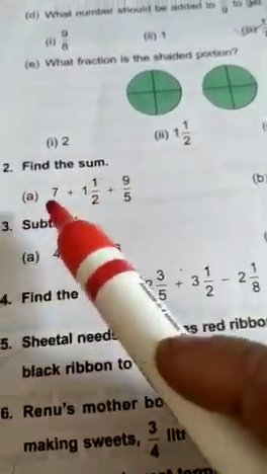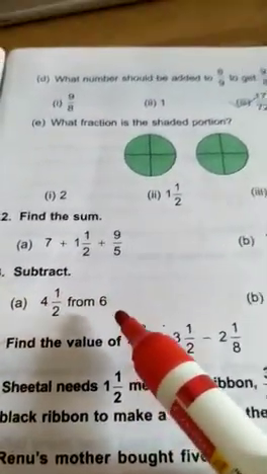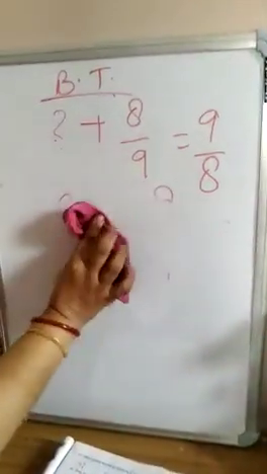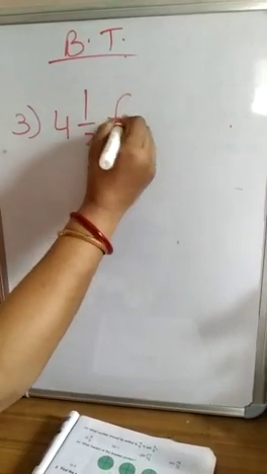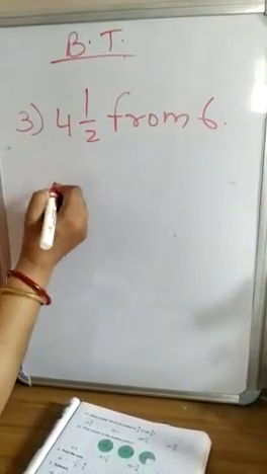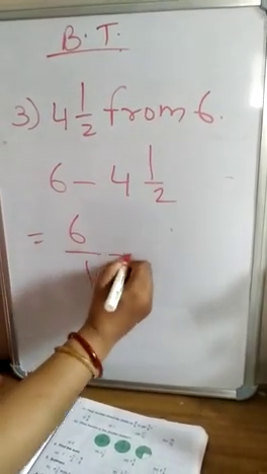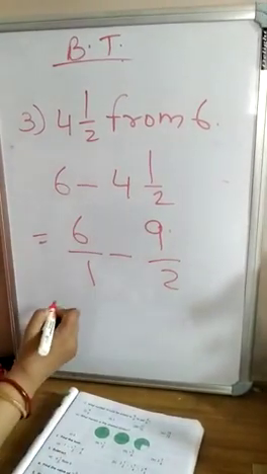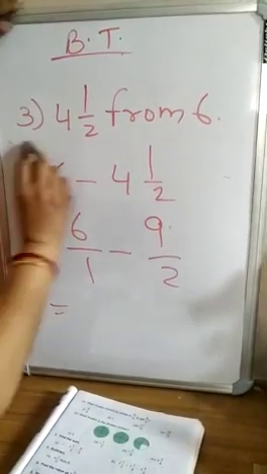Question number 2. Find the sum. So you have to find out, addition is there. Question number 3. Subtract 4 1 by 2 from 6. It means 6 minus 4 1 by 2. So here 6 will become 6 by 1 and 4 1 by 2 becomes 4 times 2 is 8 plus 1, 9 by 2. Then you will make the denominators the same and solve the answer. And B is also the same.